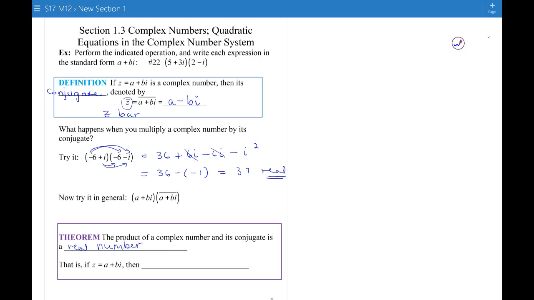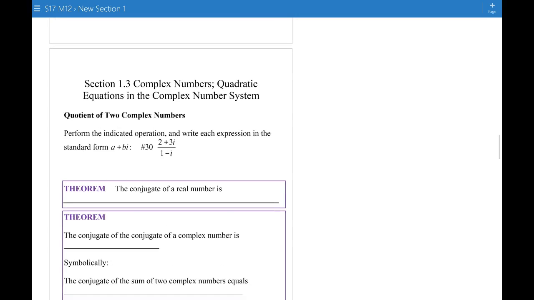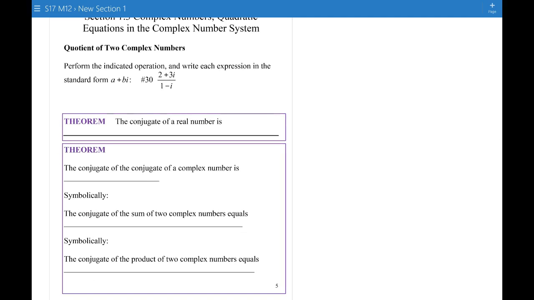And if z equals a plus bi, then z times z bar equals a squared plus b squared. So you can see that that's always true. Okay, so now let's look at the quotient. That's a little different than some of the other operations we've been doing, which seem kind of intuitive.